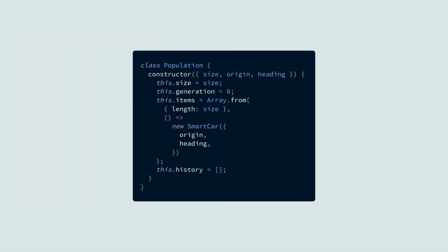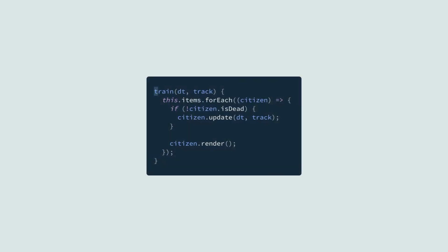Now let's have a look at the code. We start with creating a population of a given size. We initialize a history array as well, so we can save the best runs from each generation. Next thing to do will be to train our generation each frame. We iterate over all items and call the update method we saw before, then we render each item afterwards. When all citizens or smart car objects are dead, we will have to classify them using a fitness function.